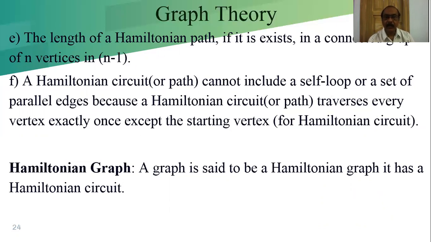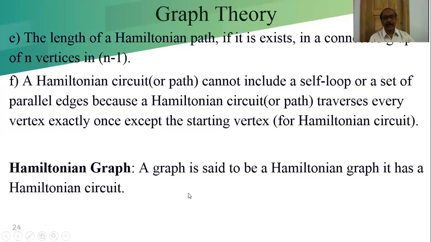Now the definition of Hamiltonian graph. We learned Hamiltonian circuit and Hamiltonian path. Now we are learning the Hamiltonian graph. A graph is said to be a Hamiltonian graph if it has a Hamiltonian circuit. There should be an if. A graph is said to be a Hamiltonian graph if it has a Hamiltonian circuit.